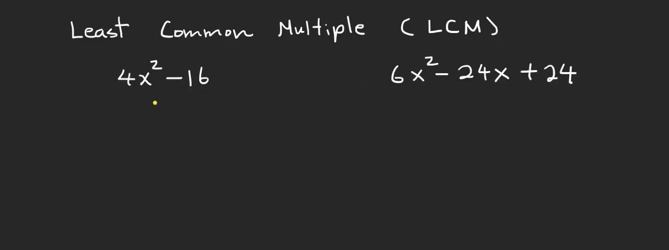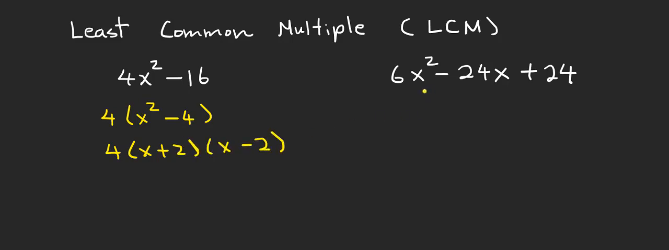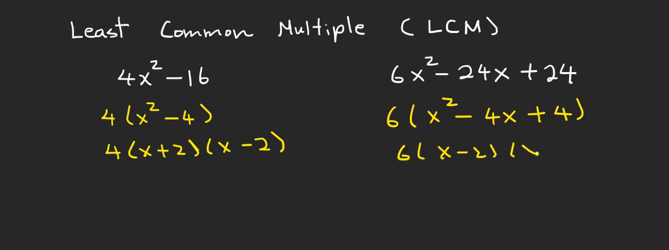Let's find the LCM for these two. What you want to do is first factor them out. So it would be 4 times the quantity x squared minus 4. That's a difference of squares. So you get 4 times x plus 2 and x minus 2. What about this one? Let's take out the greatest common factor 6 first. So you get x squared minus 4x plus 4. And how do you factor this trinomial? You get x minus 2 times x minus 2, which is 6 times the quantity x minus 2 squared.